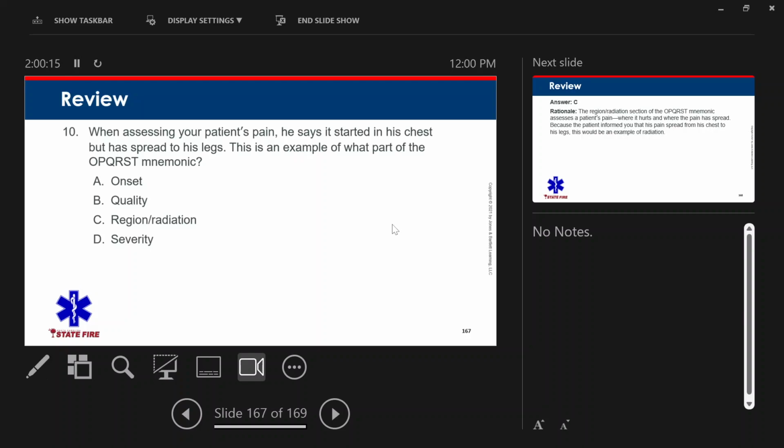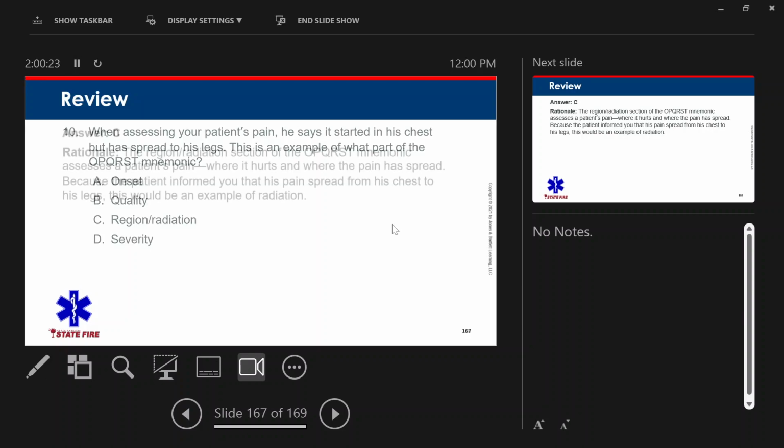When assessing your patient's pain, he says it started in his chest and it spread to his legs. This is an example of what part of the OPQRST? R, region of radiation. Y'all are so excited. Yeah. Thank you for the question.